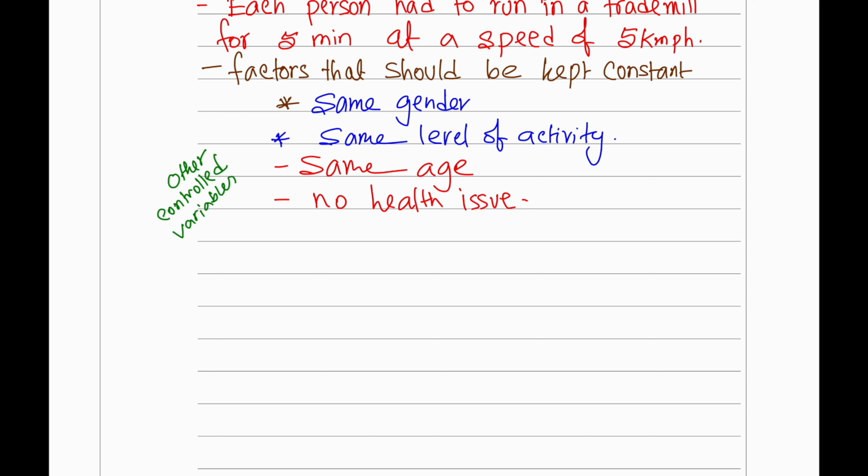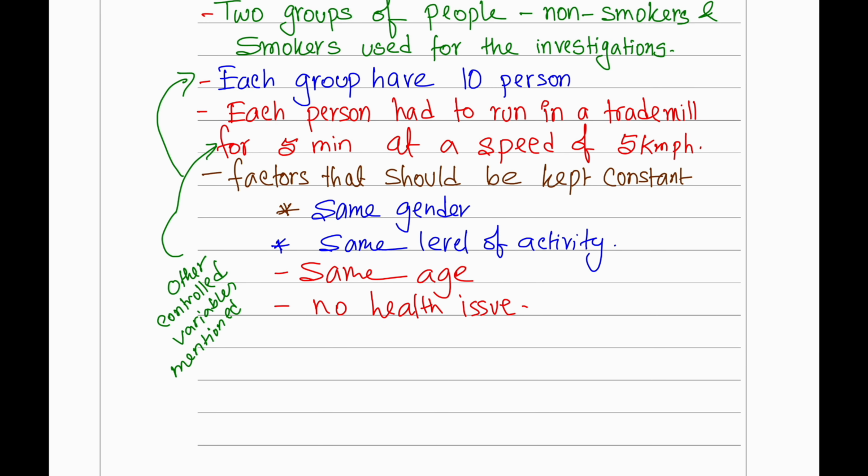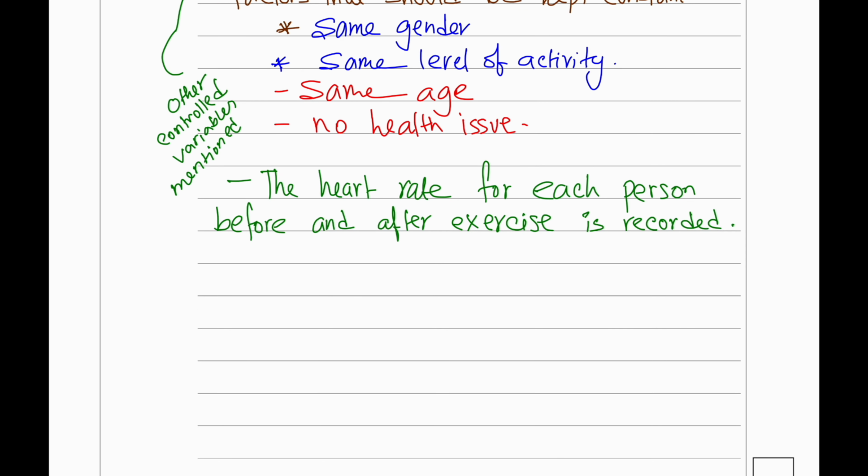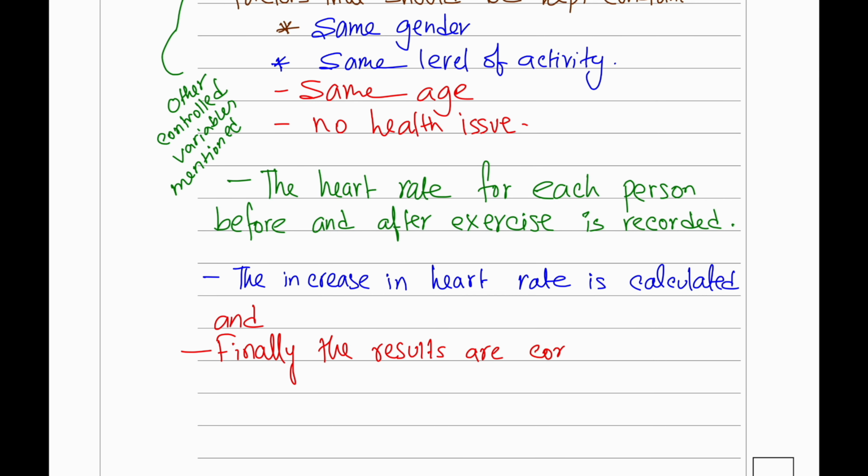Now, if you don't remember all of these controlled variables, don't worry. To get a good score, we can at least mention 3 to 4 controlled variables. Then finally, we're going to record the heart rate for each person before and after the exercise and calculate the increase in heart rate for each person after the exercise. Then we can calculate and compare the results for each group. So the answer should be written as follows.